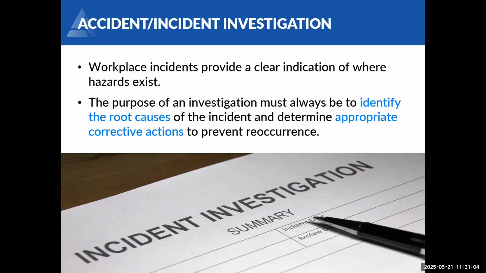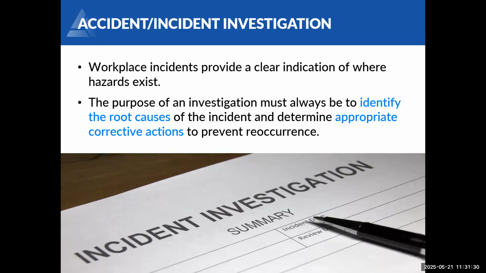The goal is not to affix blame, but rather to identify root causes and determine appropriate corrective actions so the incident doesn't happen again. A good example of this would be, say Bob is going up into the ceiling to do some work and didn't choose the right ladder. Now he's straddling the top of the ladder and falls. Luckily Bob didn't get hurt, but an incident occurred, right?